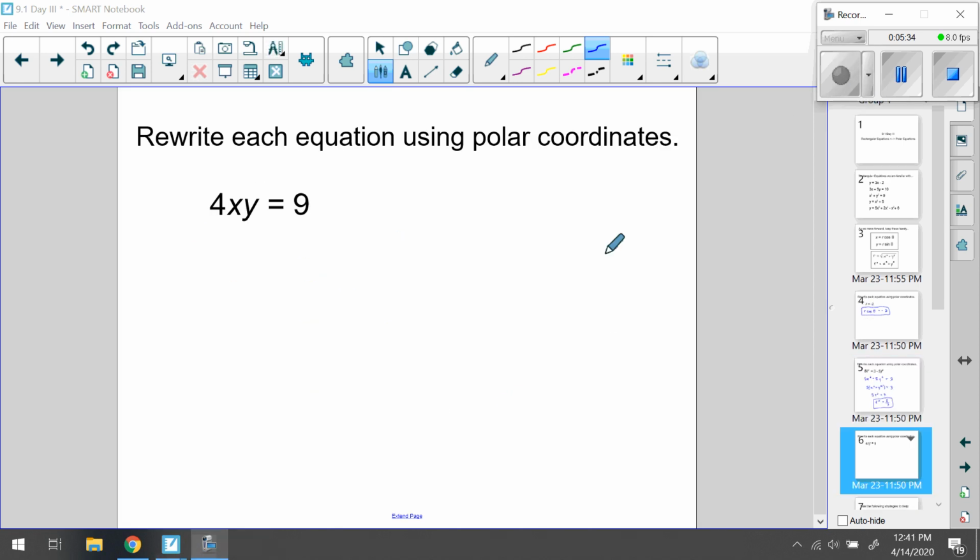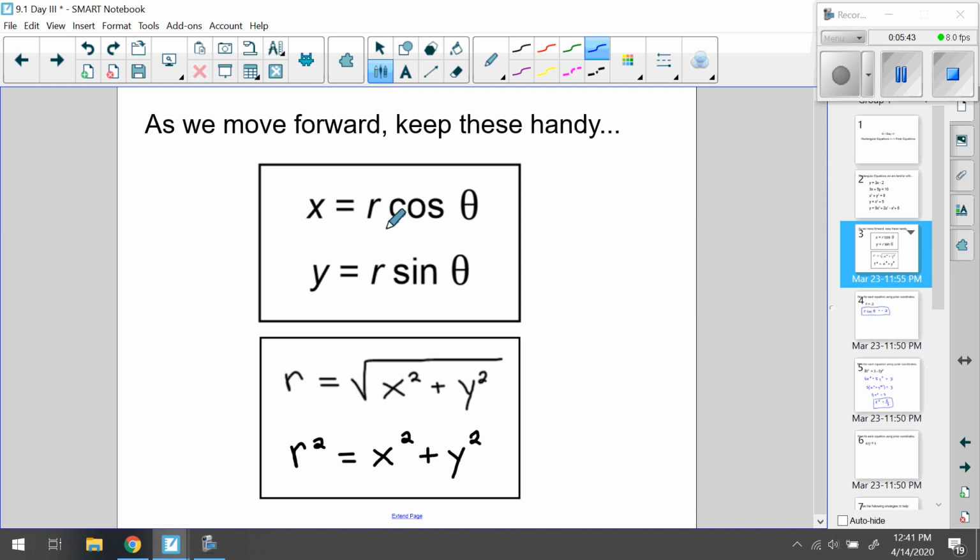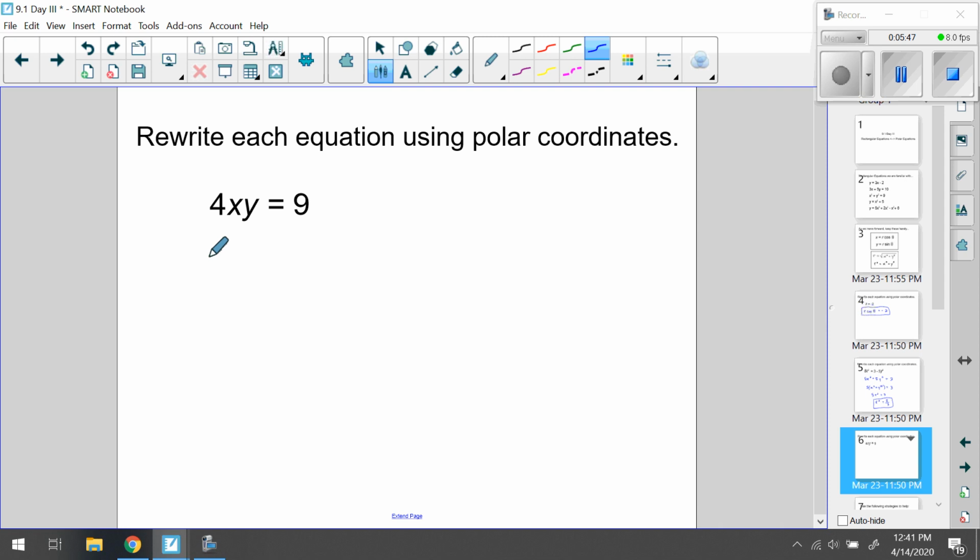All right, here's one more example. We want to change this to polar coordinates again. This time I see 4xy equals 9. So if we go back to our choices, we see x is r cosine theta, y is r sine theta. So I think I'm going to start there. I'm going to plug those in.